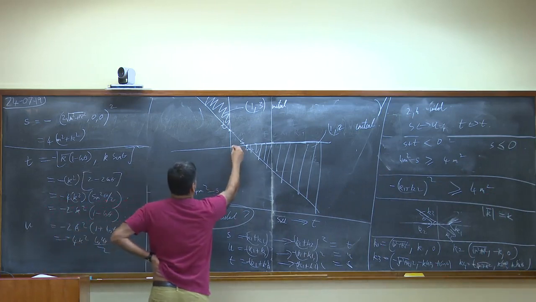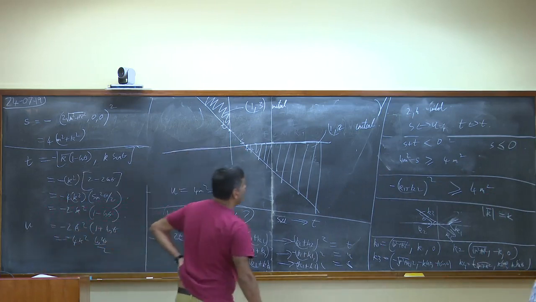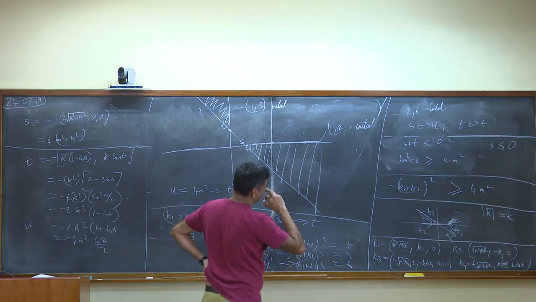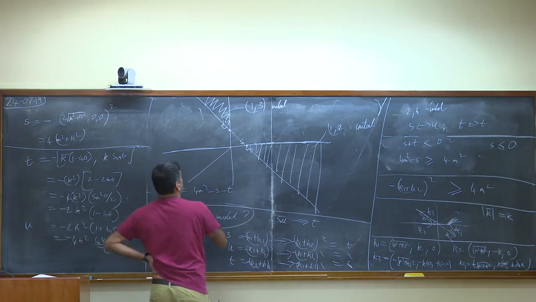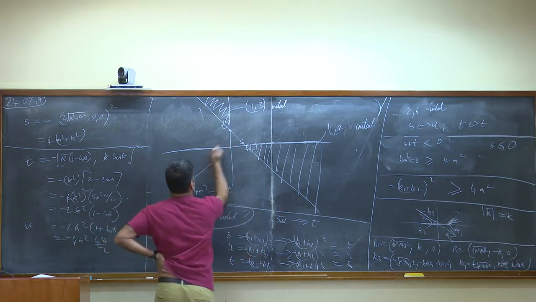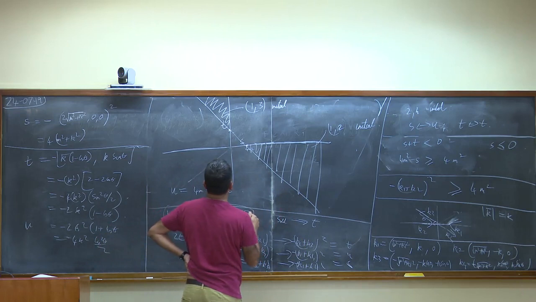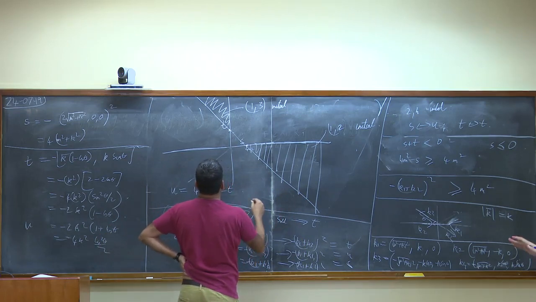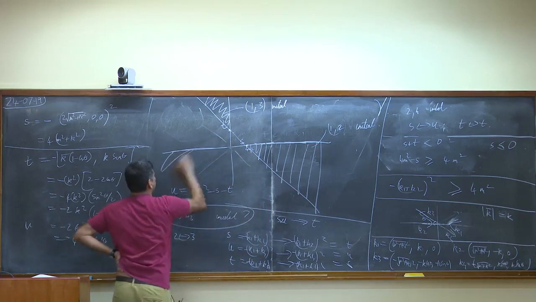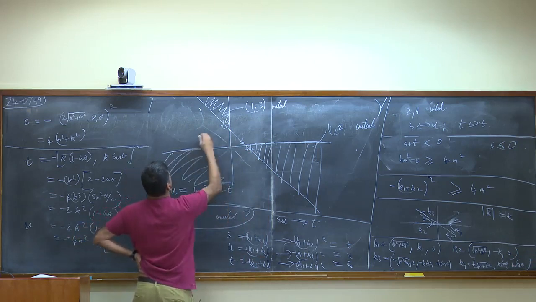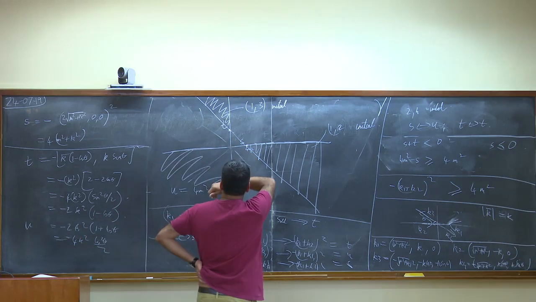So S is negative, and S plus T is less than 0. S minus T, sorry. S plus T is less than... it's just obvious, it's just redundant. It's just the whole plane. No, what am I saying? No, something is wrong. S plus T.